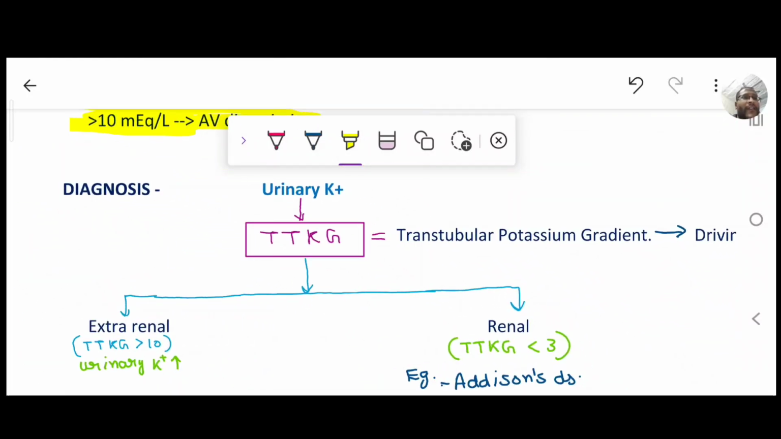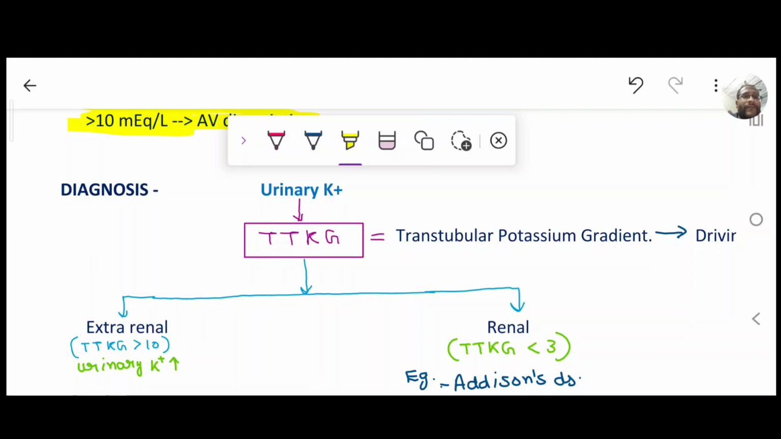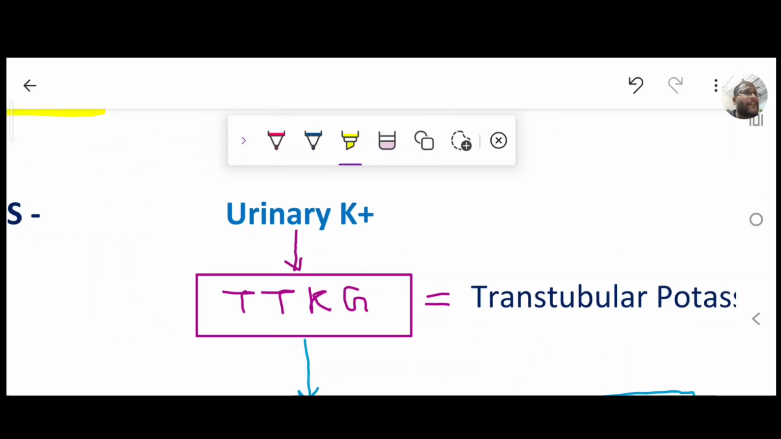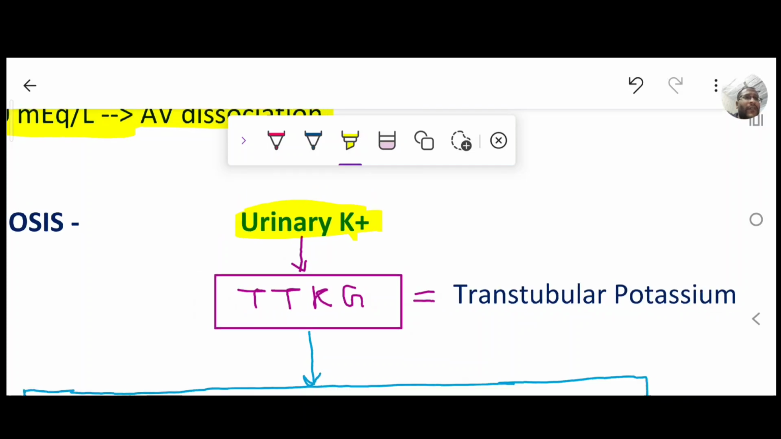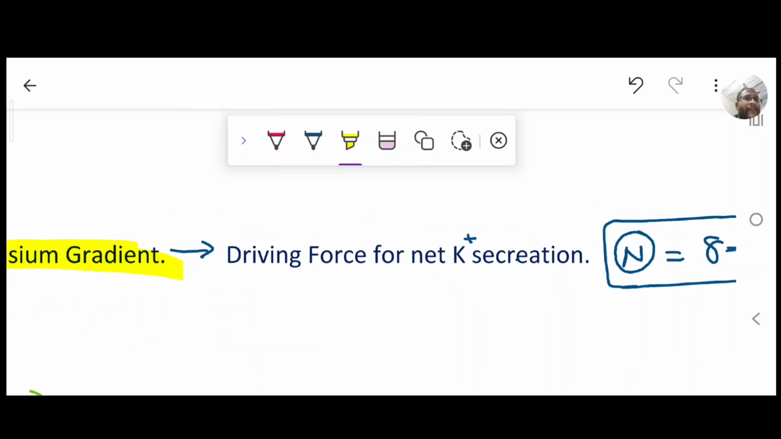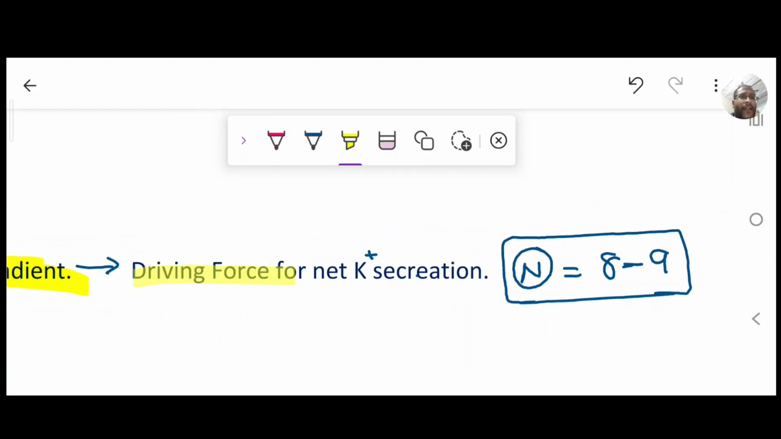So how will you diagnose hyperkalemia? First of all, you will measure urinary potassium levels. In this we measure the transtubular potassium gradient. It is very important. What is this? It is a driving force for the net potassium secretion, and the normal value is 8 to 9.